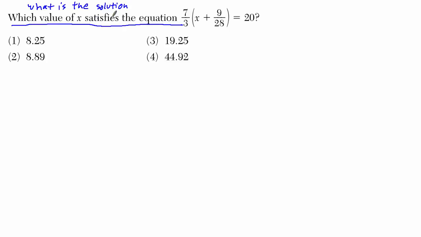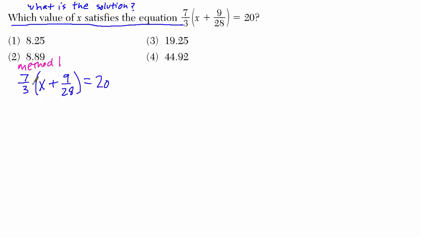When we're looking for a value that satisfies an equation, we're really looking for a solution to the equation. So we have to solve this equation for x. There are a few ways to do this. We'll look at some different approaches, and you pick the one that works best for you. So we have 7/3 times the quantity x plus 9/28 is equal to 20. We'll call this method 1.